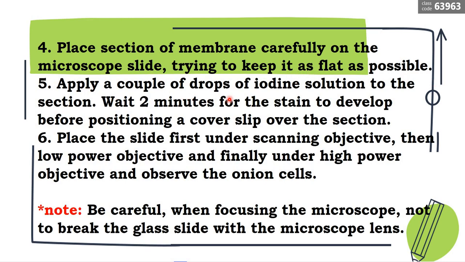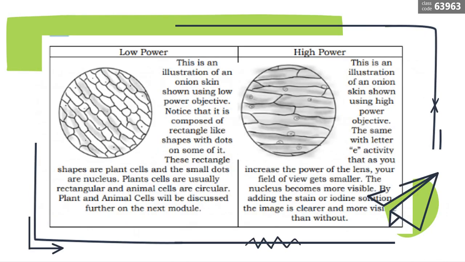Apply a couple of drops of iodine solution to the section. Wait 2 minutes for the stain to develop before positioning a cover slip over the section. And place the slide first under the scanning objective, then low power objective, and finally under high power objective and observe the onion cells. Note: be careful when focusing the microscope not to break the glass slide with the microscope lens. Remember that.